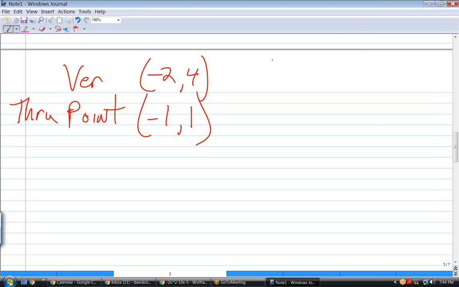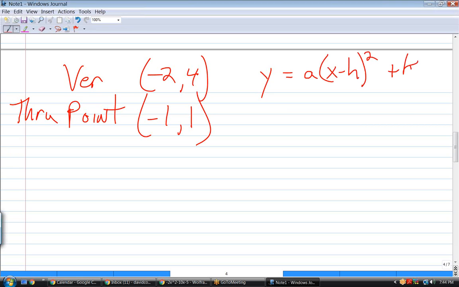Give me the general equation of a parabola. Y equals a parenthesis x minus h parenthesis squared plus k. All right. What do we know at this point? We know what h and k are. Okay. So let's put those in. So y equals a parenthesis x minus 2. Hold on. H is -2.